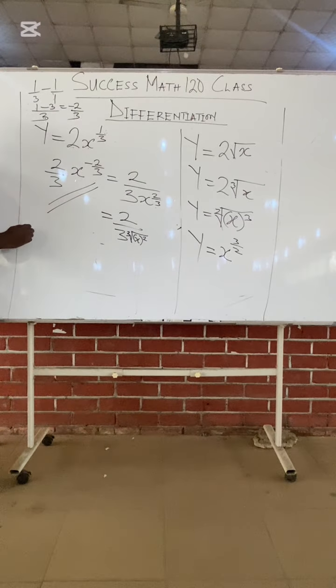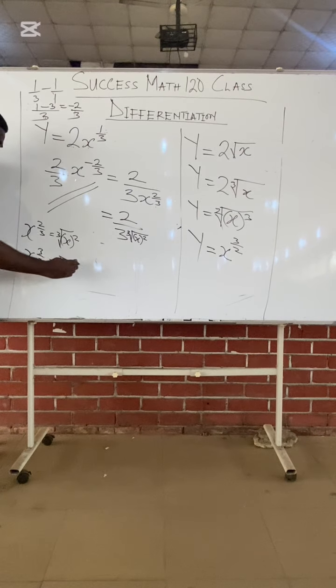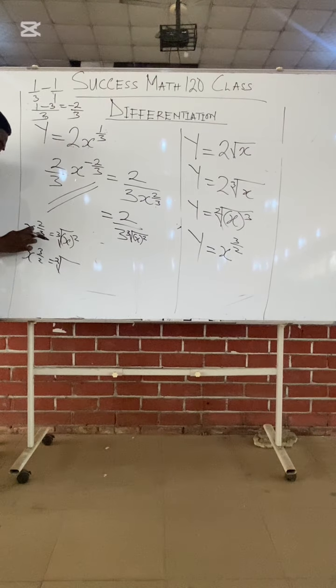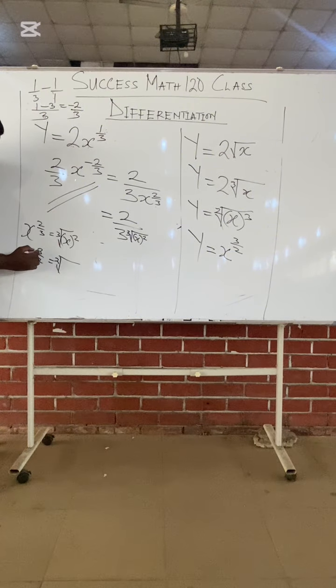Class, x raised to power 2 over 3 is the same thing as the cube root of x raised to power 2. But x raised to power 3 over 2 is different. If it is 3 over 2, it is the square root. The one below is going to be the root, the one on top is going to be the power. So 2 is going to be the root, then 3 will be the power. So note the difference. When it was 2 over 3, 3 will be the root, 2 will be the power. When it is 3 over 2, 2 will be the root, 3 will be the power.